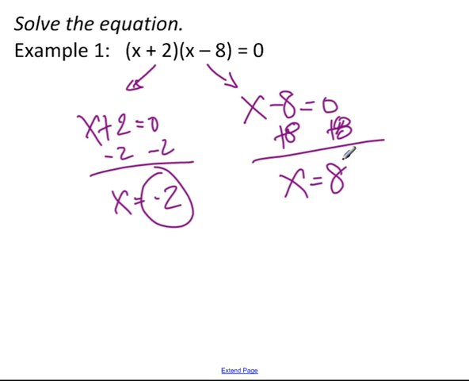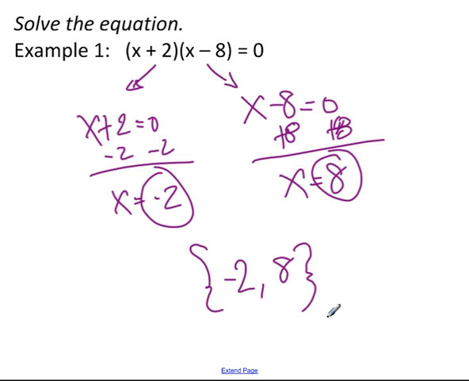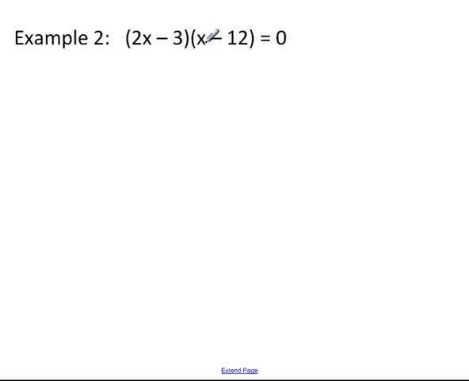So I've got my two different answers here. Let's write it up in some nice curly brackets, negative 2 and 8. Oh, those are gross. Sorry you gotta look at this. Alright. So go ahead and give number 2 a try on your own real fast. Hit pause. Take a look at it.